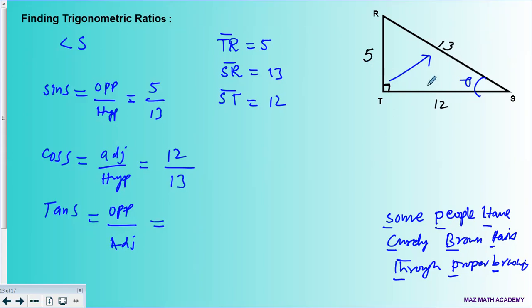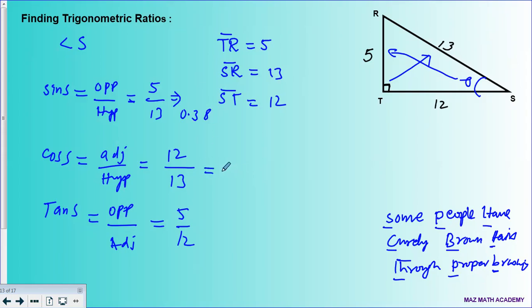So the opposite side here, the side which is opposite to the given angle S, is 5. So 5 divided by 12. These are the values. You can also divide it and get the answer, like 5 divided by 13, we get 0.38 something.